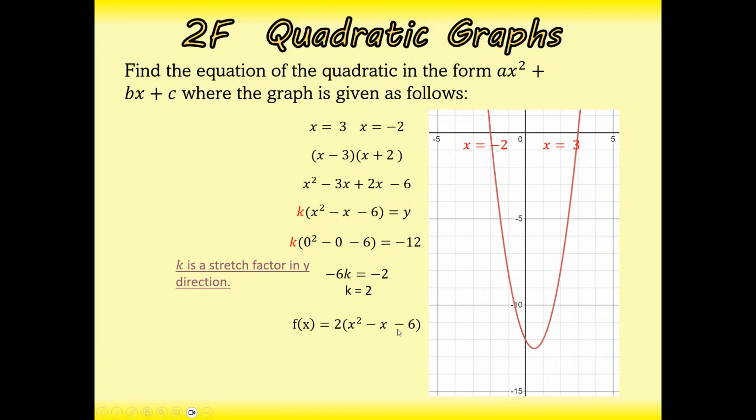This +2 needs to be in front of the equation that I found on this line. So I'm rewriting this line again with the value of k that I found here, and I'm going to multiply this whole equation by 2. This is a stretch factor that affects this equation. Yes, the roots are still -2 and 3, but it's been stretched in the y direction by a factor of 2.